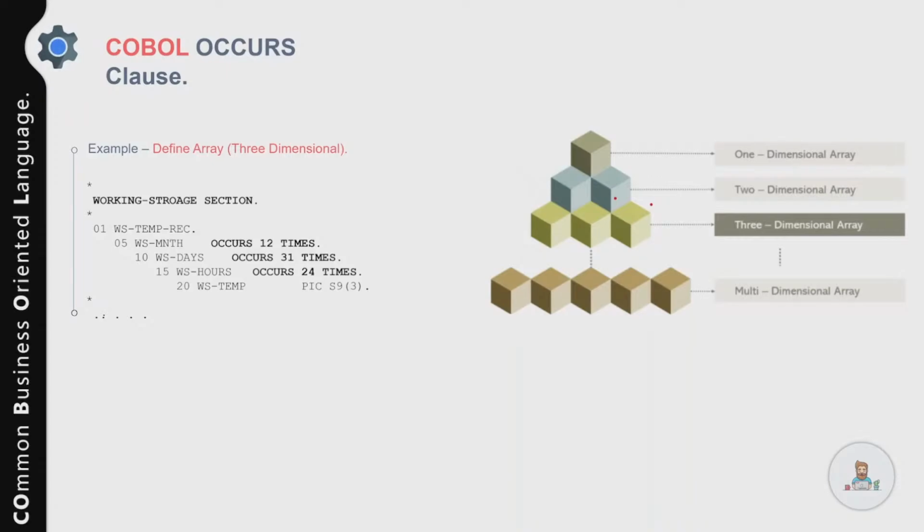Next, at level 15, I've defined the hour, and that occurs 24 times. And after that, I've defined the variable that is going to hold the temperature. So in short, you have 12 months. Within those 12 months, each month is going to have 31 days, and each day is going to have 24 different slots where you're going to store the temperature for that particular day.